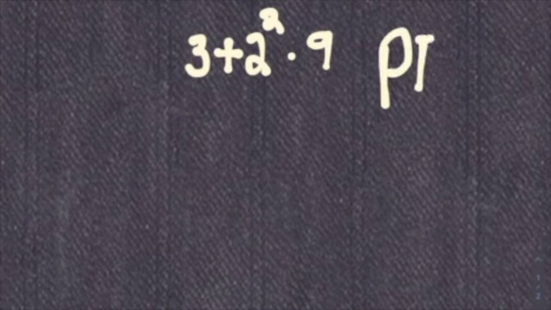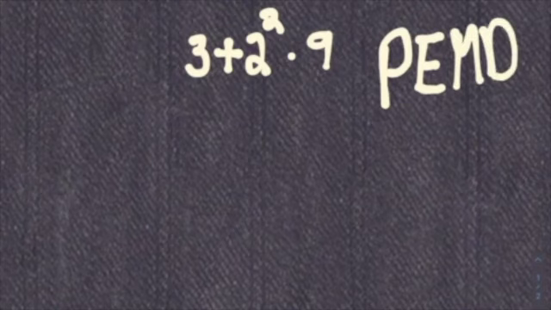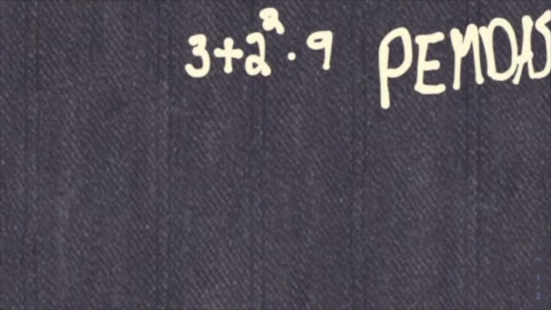When I'm looking at any kind of expression, I'm always going to think about the order of operations. You can use the mnemonic PEMDAS. That stands for parentheses, exponents, multiplication, division, and then addition and subtraction. There are no parentheses in this problem, so next is exponents. The first thing I want to do is the exponent.